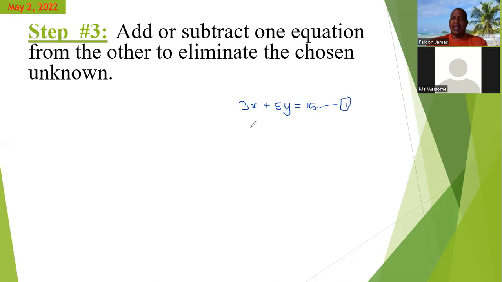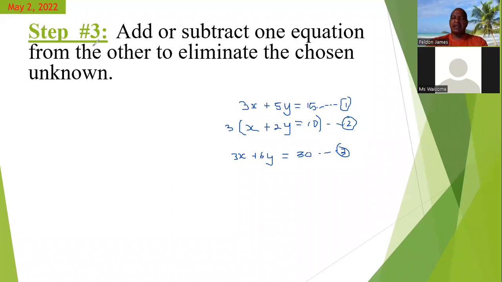Now we had x plus 2y equal to 10. That was equation two. And we had created equation three by multiplying equation two times three. We got a new equation, which is now 3x plus 6y equals 30. And so now we are labeling this as equation three.